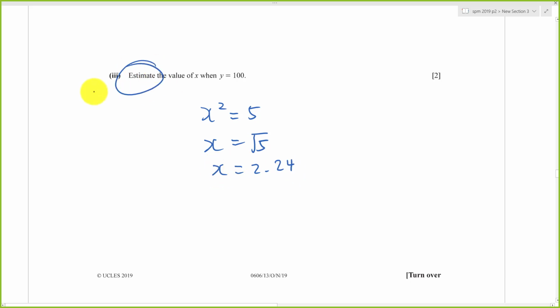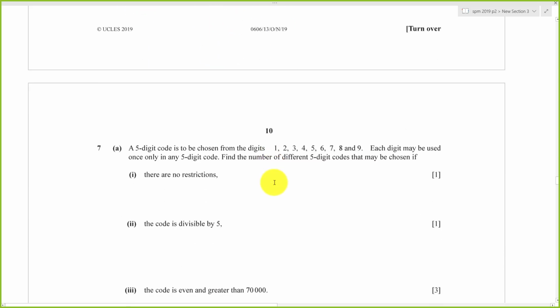Whenever you see the word estimate, you always need to find from the graph. Alright, or else they'll ask you to find or ask you to evaluate. So you see the word estimate, basically they ask you to find from the graph. Okay, so yep. They can accept any answer between 2 to 2.7. So you no need to worry so much about your estimation.